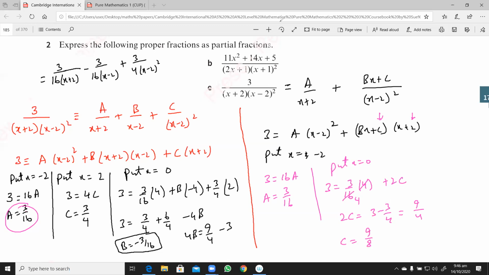Okay, now let's quickly find the b. So I can compare the coefficients of x squared. Comparing the coefficients of x square, there's no x square on the left hand side, so 0. Here I have a x square, so this is a, and I have here plus b. So your b is minus a, which is going to be minus 3 over 16.